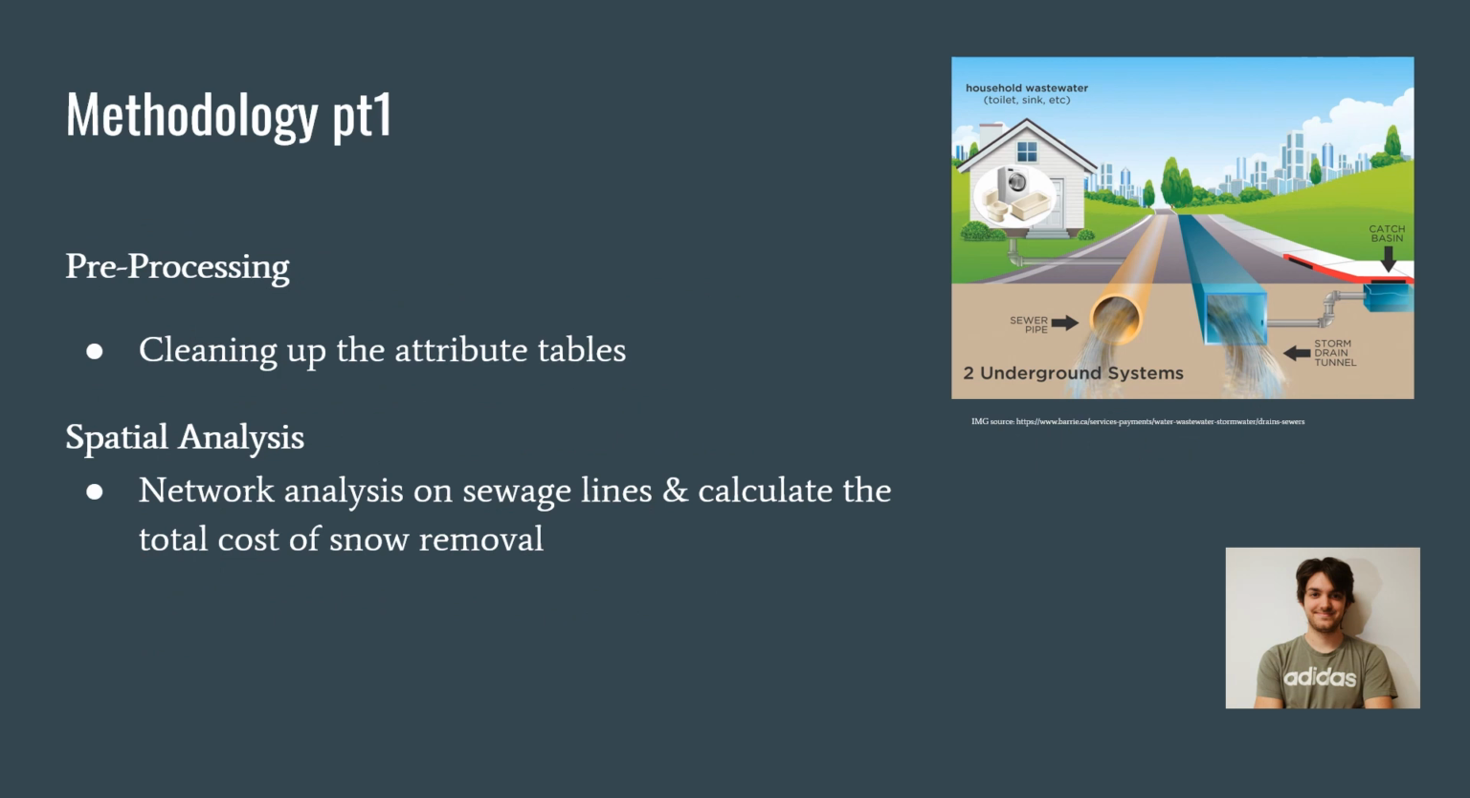So when we start out, we get the raw data from our client, and it's going to be pre-processed before any type of analysis is performed. This includes cleaning up attribute tables, removing any unnecessary data tables, renaming fields, joining different layers, etc. And then once that pre-processing is done, there will be two different types of spatial analysis that will be performed.